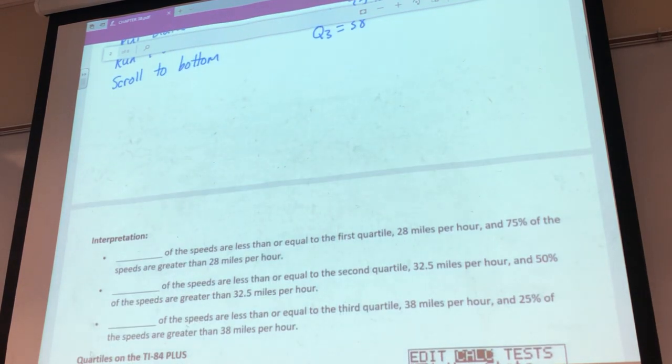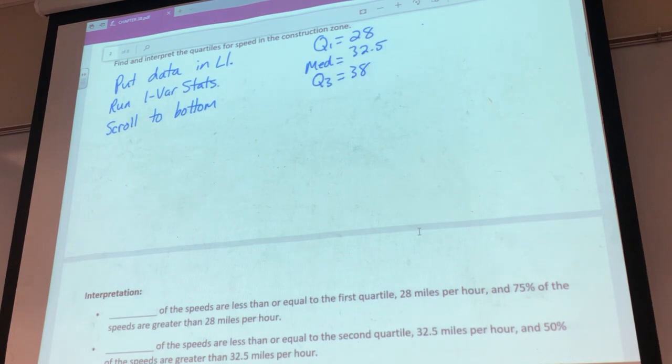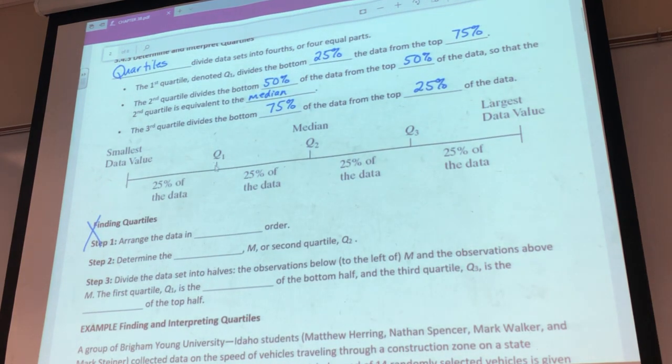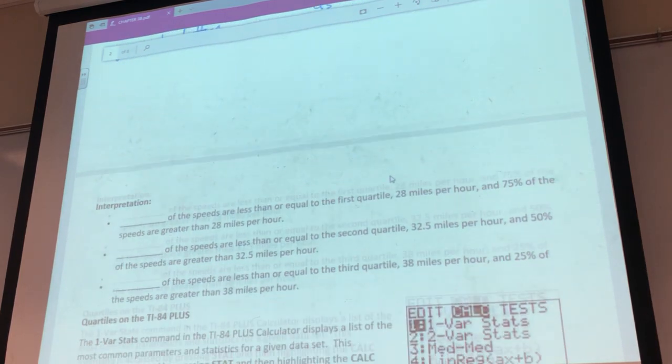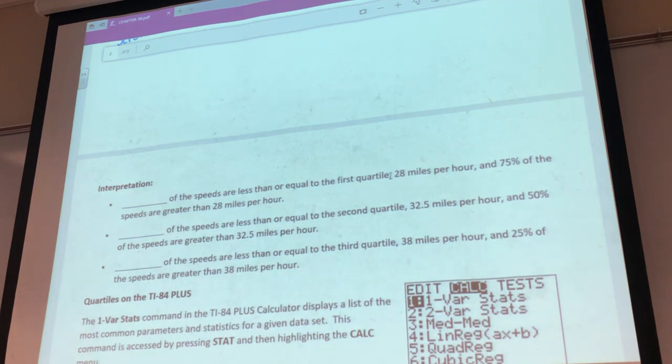Okay, so our interpretation says, what percent of the speeds are less than or equal to the first quartile, 28 miles per hour? So 28, that's our first quartile, that's right here. So 25% of the data are less than it, and then the 75% over here are greater than it. So this one's going to be 75%. Oh, sorry, 25% are less than it, 25% of them are greater.